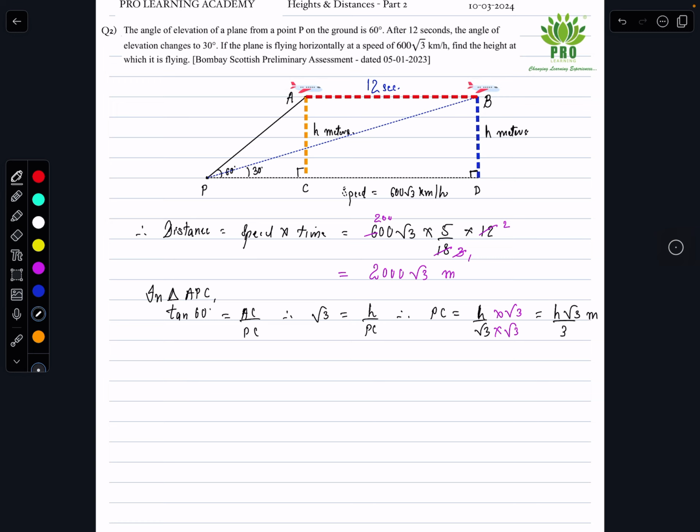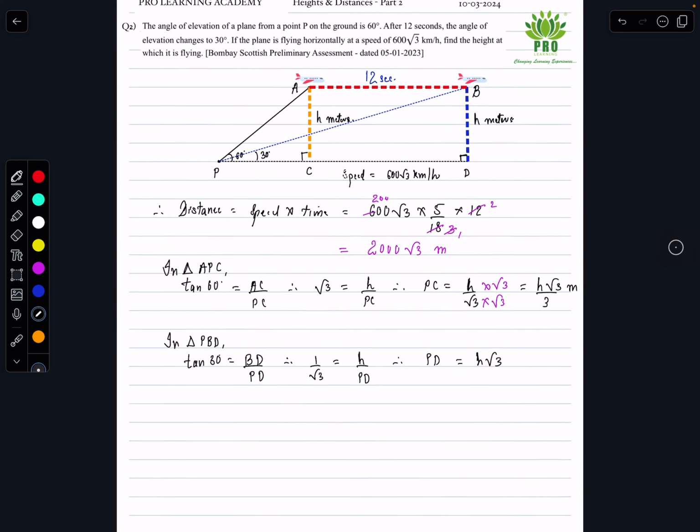Now we are talking in terms of meters. So now we want to move to the larger triangle, that is triangle PBD. In triangle PBD, we have tan of 30 degrees, which is opposite, which means BD, over adjacent, which is PD. Since tan 30 is 1 over root 3, 1 over root 3 is h, again BD is the same height h, over PD. So therefore our PD would be h root 3.